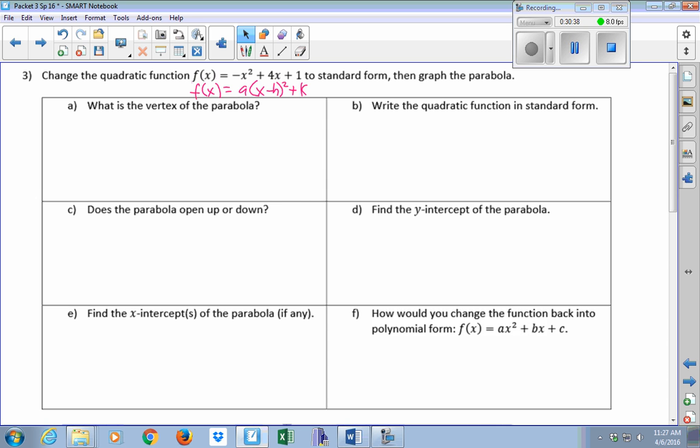So the only thing right now I know is that a is equal to -1. That's all I know. So let's put it in the vertex form, or what they call the standard form. So I can put the -1 in there right away. And again, a little reminder, don't forget your square.